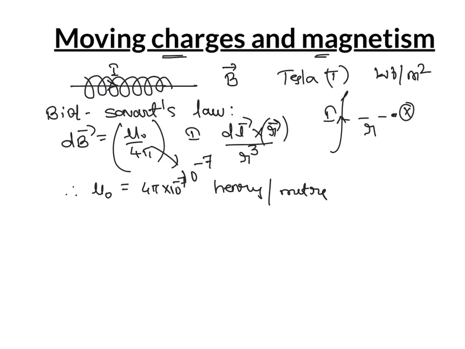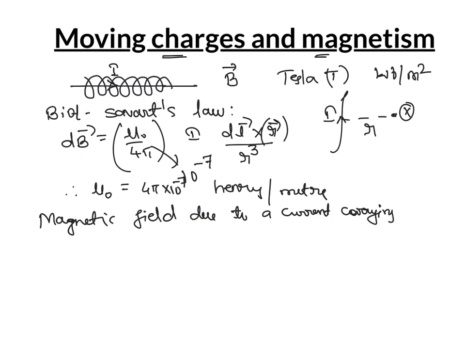After that we have studied the magnetic field due to a current carrying loop. Suppose this is a current carrying loop, and some current I is flowing here, and it has the radius r. Now this is the distance x at which we need to calculate the magnetic field. So this is the point P.